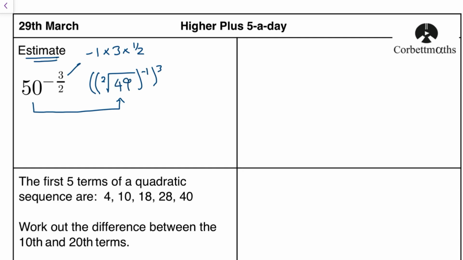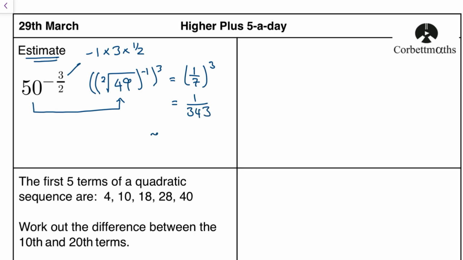So in other words, I'm going to estimate my number by doing the square root of 49, taking the reciprocal of that, and then doing that to the power of 3. Well, the square root of 49 is 7. 1 over that is 1 over 7. 1 over 7 to the power of 3. You may not know your 7 to the power of 3, but it's a good thing just to be aware of, it is 1 over 343.